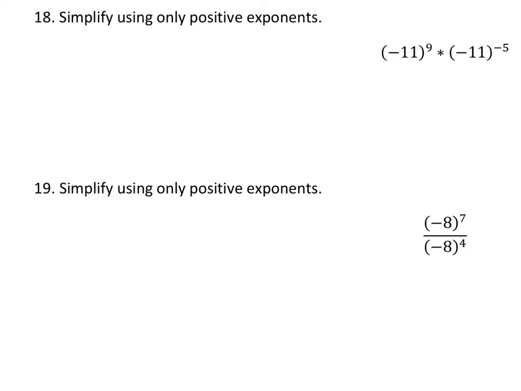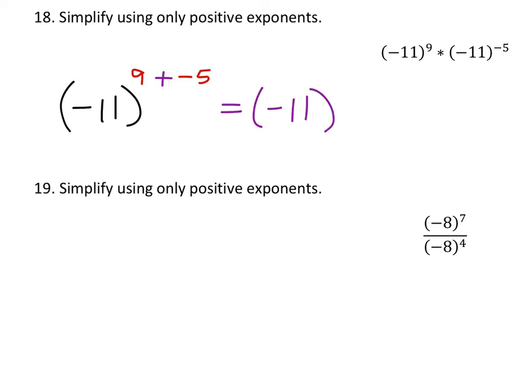Number 18, simplify using only positive exponents. On this one, I'm going to use the rule, negative 11, and I've got exponents of 9 and negative 5. This one we're multiplying the bases, so we're going to add those exponents, which leaves me with negative 11 to the power of 4. That's my answer for that one.